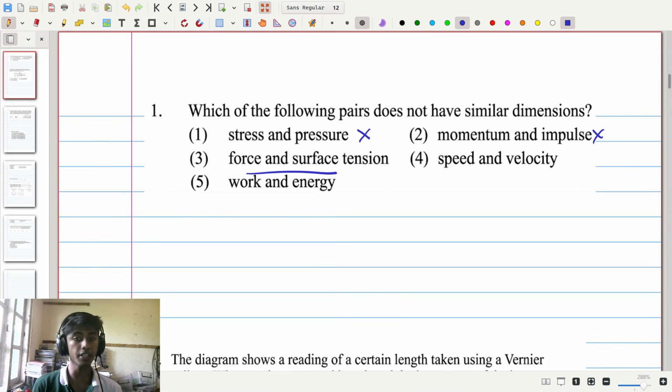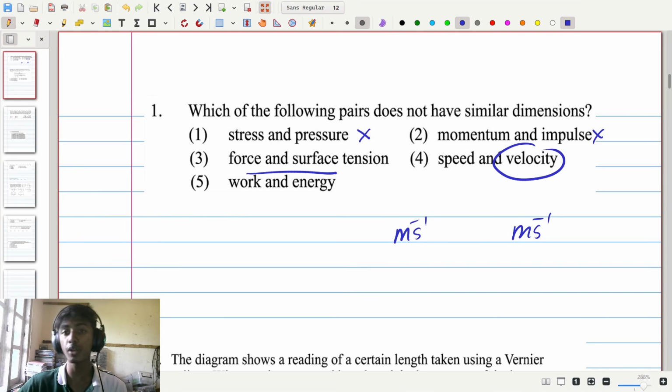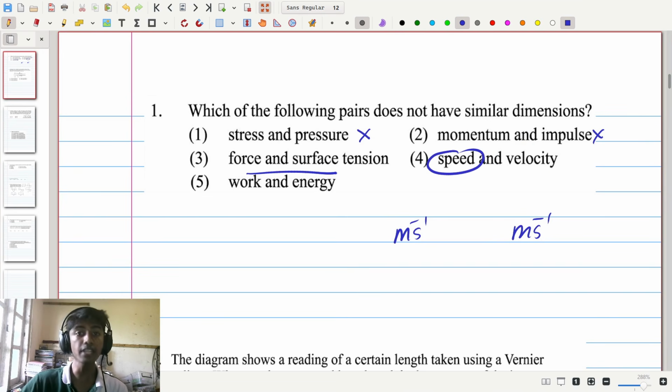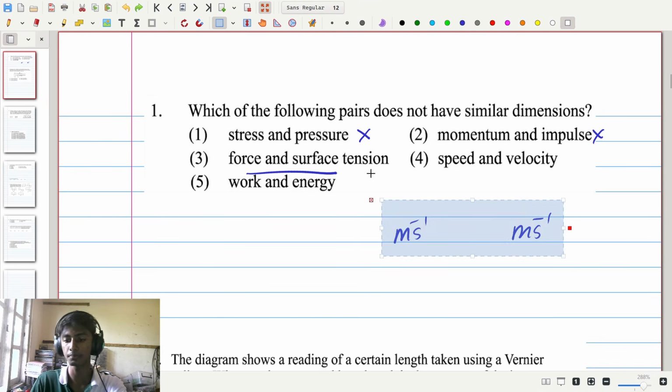Now for completeness, let's take a look at the other two answers. The fourth answer has speed and velocity. Both of these have units of meter per second, since both of them represent the same basic quantity, distance per unit time. The only difference between these two is that speed doesn't have a necessary direction. However, velocity has a specific direction, since velocity is a vector quantity while speed is a scalar quantity. So therefore, answer 4 is also wrong.